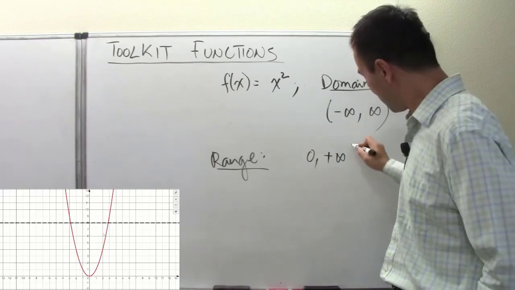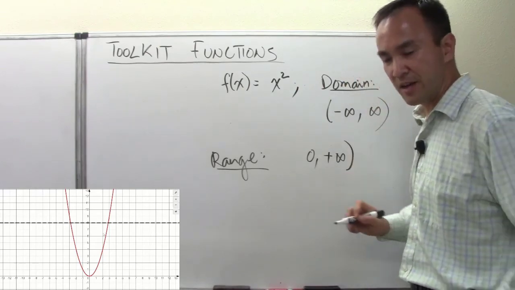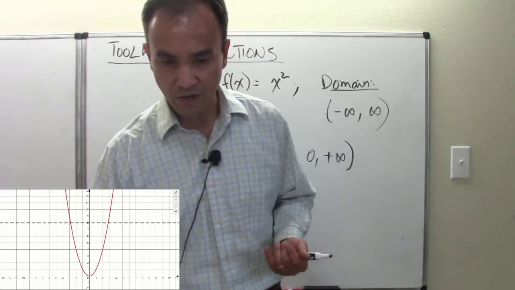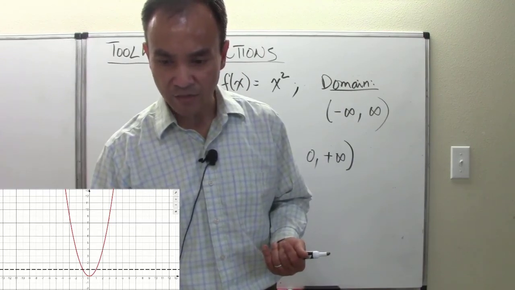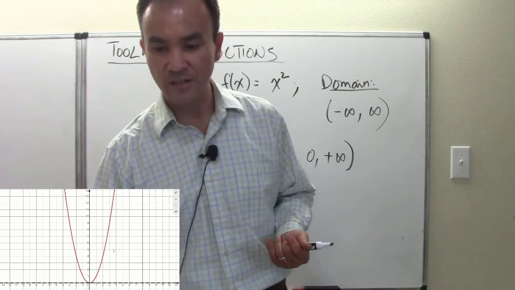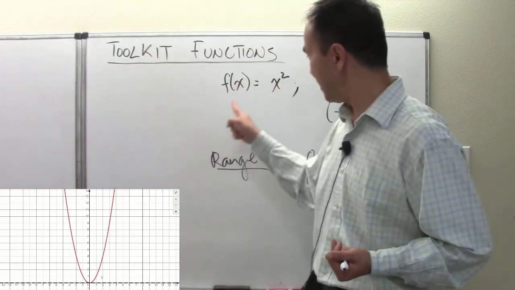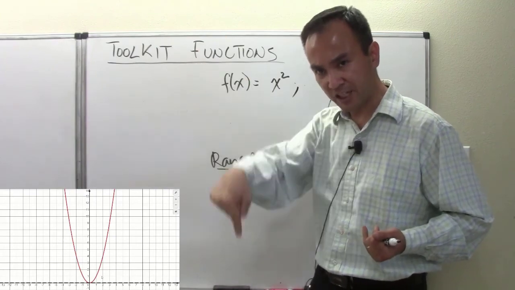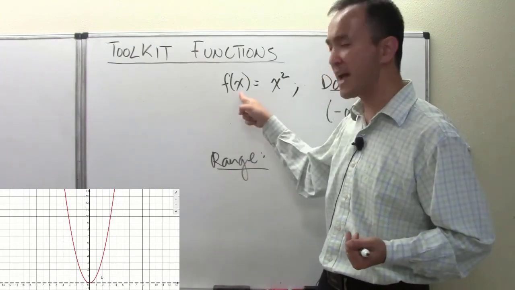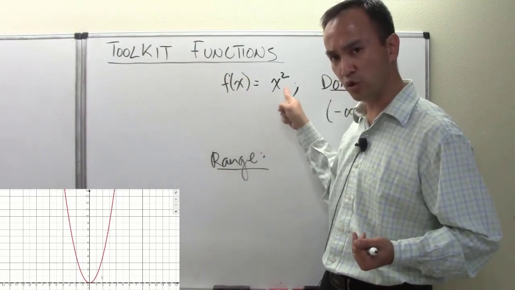Of course we have to use parentheses for this, but then what about 0? Does this graph reach down as low as 0? Yes. For this specific function, f of x equals x squared, we do have an input that makes the graph hit as low as 0. When x equals 0, 0 squared equals 0.